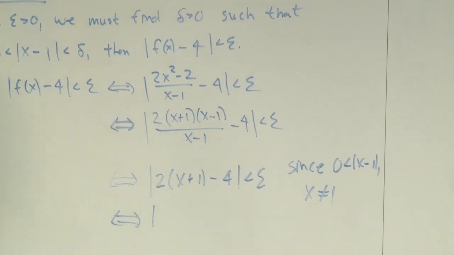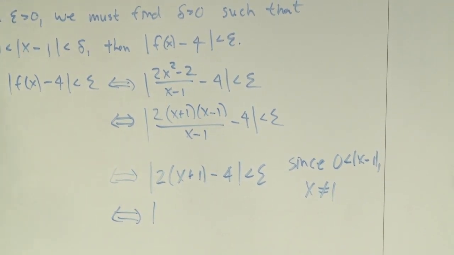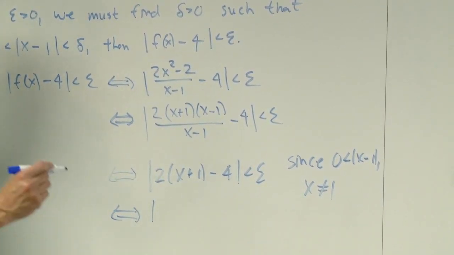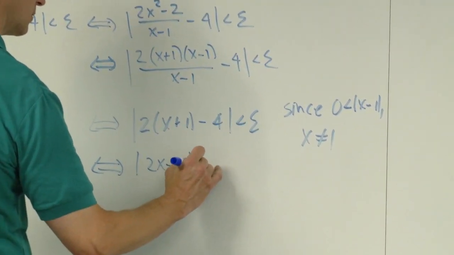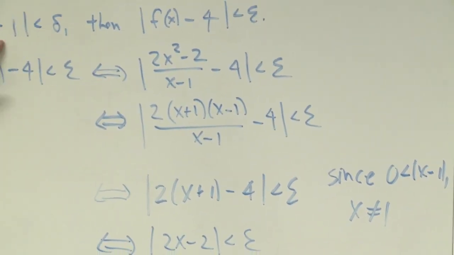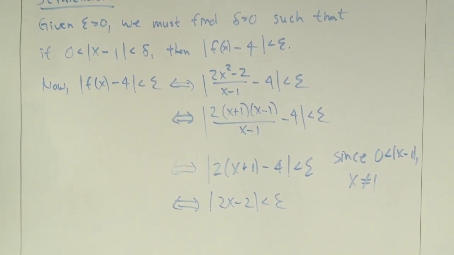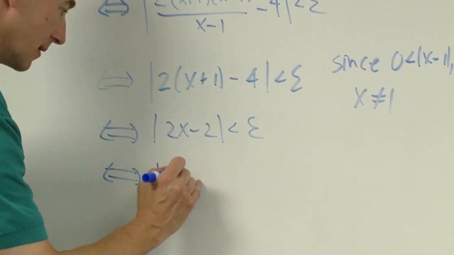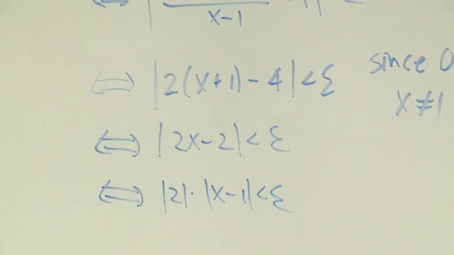So what would you like to do to simplify this a little bit more now? If we multiply this out, we'll get what? 2x plus 2 minus 4, which will just give us 2x minus 2. And I hope you're liking that, because remember, we're aiming to find an x minus 1. Is there an x minus 1 hidden inside of 2x minus 2? If we factor out a 2, or absolute value of 2 if we're going to be absolutely careful, and there's the x minus 1 that we exactly want.